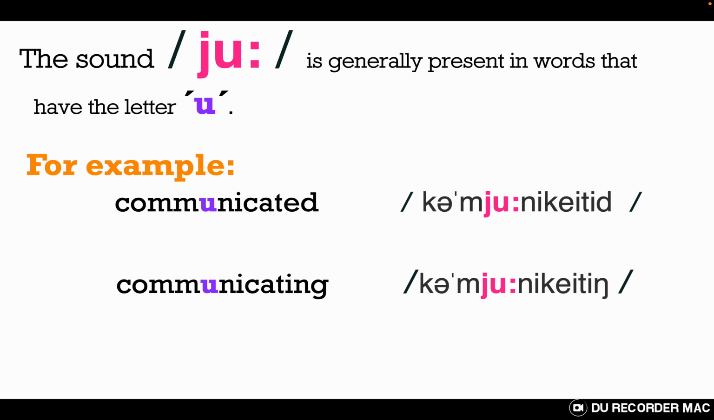Let's go to the next one. In the past simple, communicated. In the present participle, verb plus ing, communicating. Let's repeat after me the first one. Communicated. The second one, communicating.